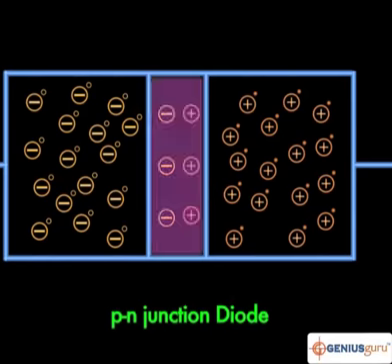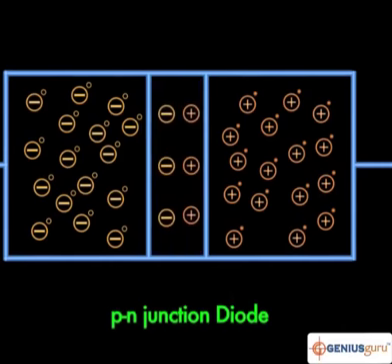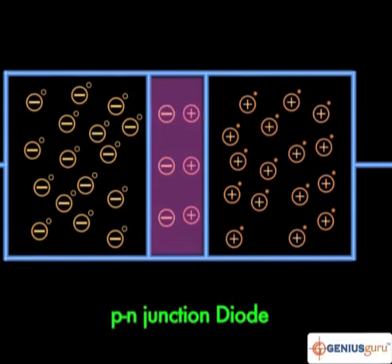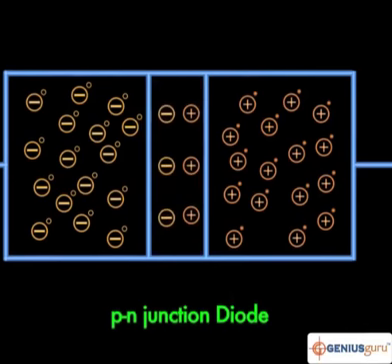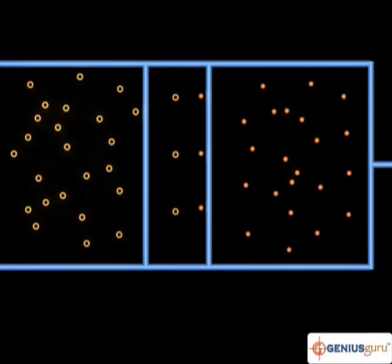Due to the immobile ions on either side of the junction, an internal electric field is formed at the junction, which is directed from N to P. The no charge carrier region is found at the PN junction due to the combination of electrons and holes, which is called the depletion layer. The thickness of this depletion layer is in the order of 10 power minus 6 meters.